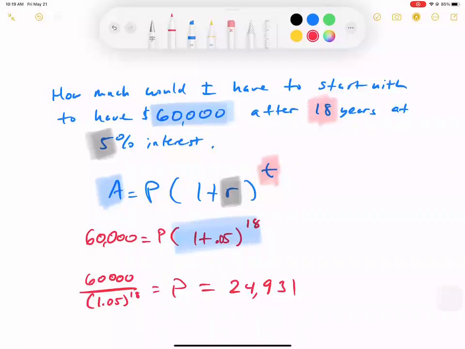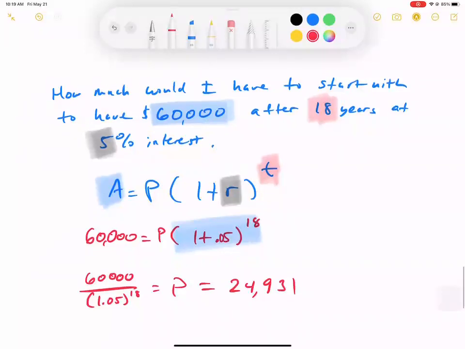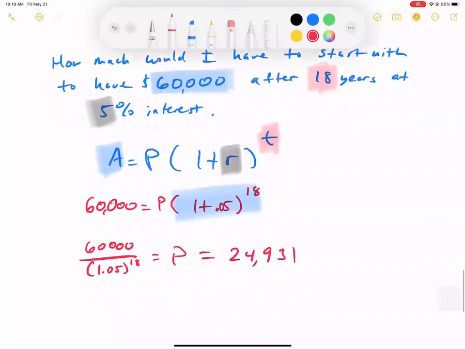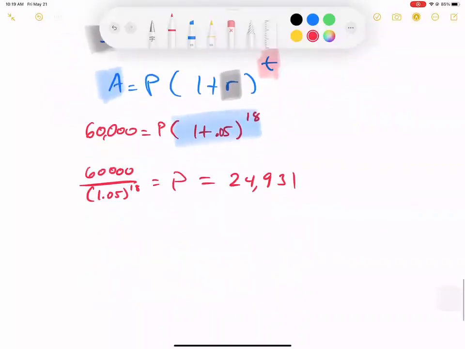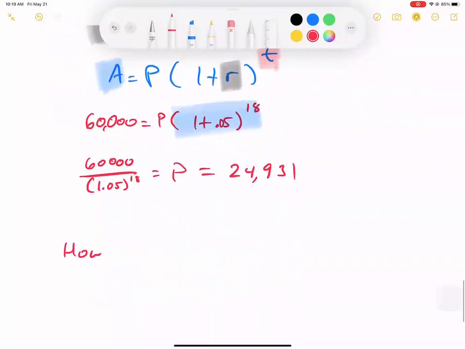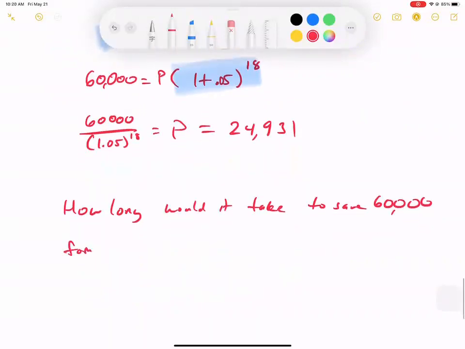This is a super easy algebra problem. But if I ask you a different question, and this is the last question we're going to do, I'm running out of time. I'm actually out of time. But if I ask you how long would it take to save $60,000 from $20,000 at 5% interest?